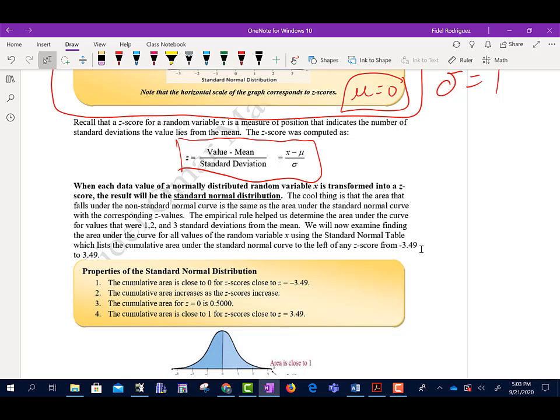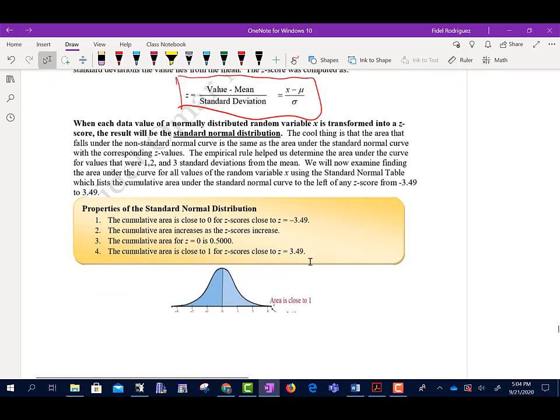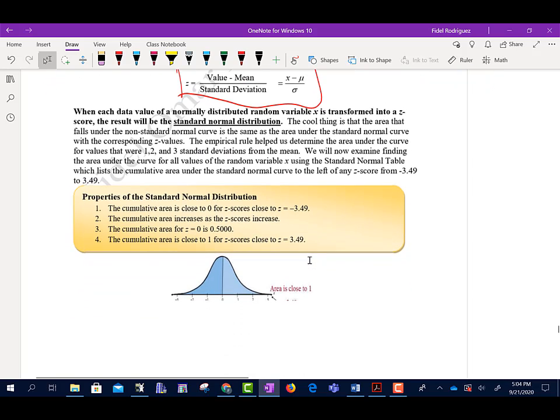We will now examine finding the area under the curve for all values of the random variable x using the standard normal table, which lists the area under the standard normal curve to the left of any z-score from negative 3.49 to positive 3.49. Okay, a couple of properties that we have here.